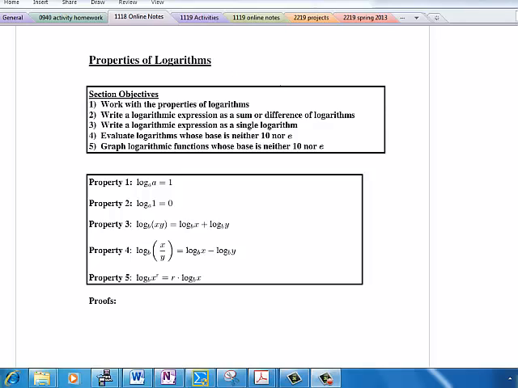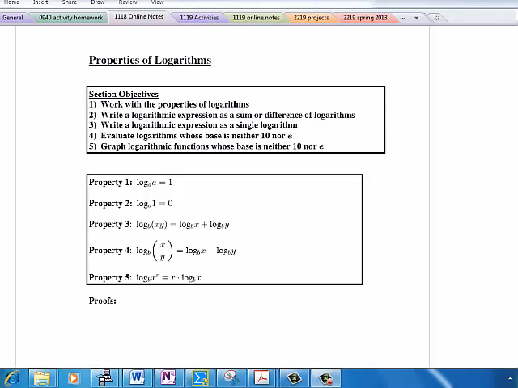These properties will allow us to rewrite logarithmic expressions in a way that will allow us to get started on solving the equations. Our objectives in this section are to work with the properties of logarithms, to write a logarithmic expression as a sum or difference of logarithms, to write a logarithmic expression as a single logarithm, and to evaluate logarithms whose base is neither 10 nor e.